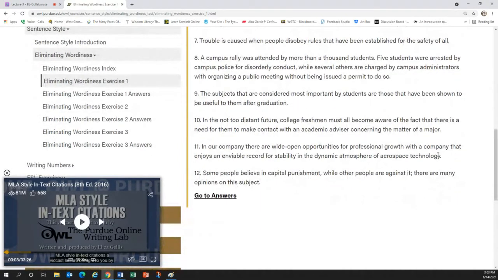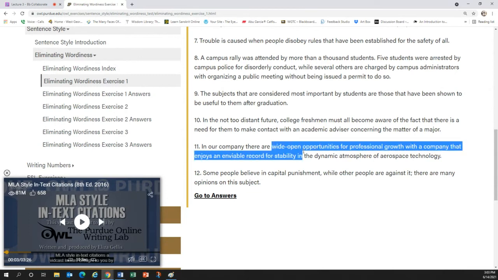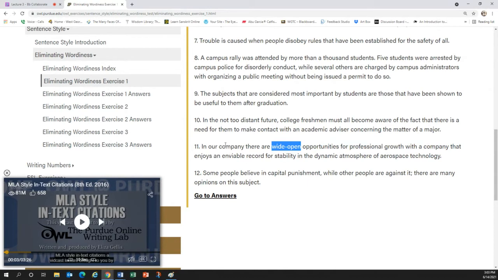In our company, there are wide open opportunities for professional growth with a company that enjoys an enviable record for stability in the dynamic atmosphere of aerospace technology. Whew. For me, the one that sticks out with this one is the use of the word company twice. Do you need the word company twice in the sentence? Probably not. In our company, there are wide open opportunities. What's the difference between a wide open opportunity and opportunity? I'm not sure we get much from this modifier here. Maybe something. In our company, there are opportunities for professional growth.